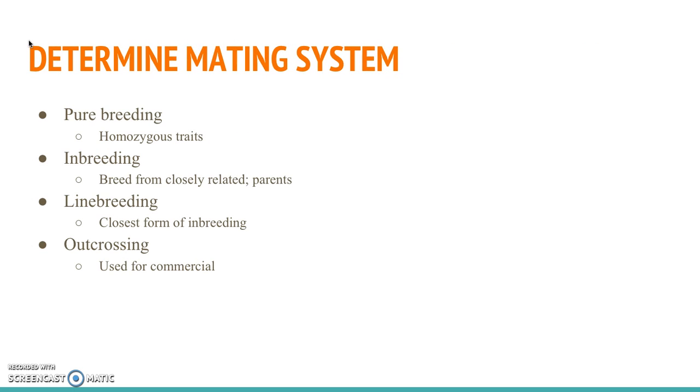We also need to choose which mating system we're going to use. The most common is pure breeding. This is because it often gives the best results because it is homozygous traits. There are other types of mating systems we can use, such as inbreeding and line breeding, which are very closely related, based on breeding with closely related relatives, such as parents and siblings. There's also outcrossing, which is most often used for commercial, but not really for seed stock swine.